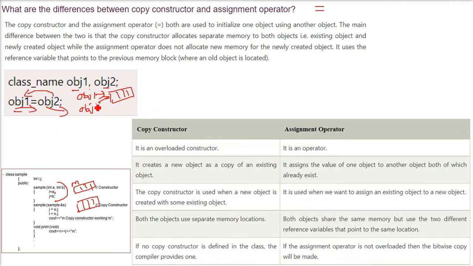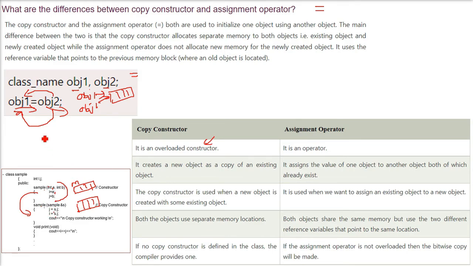First of all, the copy constructor is an overloaded constructor. The assignment operator is just an operator. The copy constructor creates a new object as a copy of an existing object. So this is the existing one and this you have copied. The assignment operator assigns the value of one object to another object, both of which already exist. obj1 and obj2 are already created, they already exist. But while the copy constructor is making a new object, at the same time we are assigning the previous object's content to this new object.